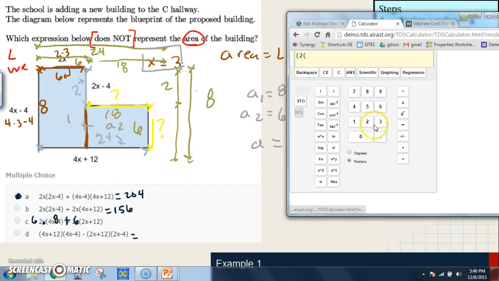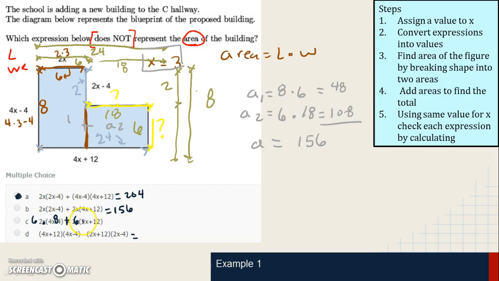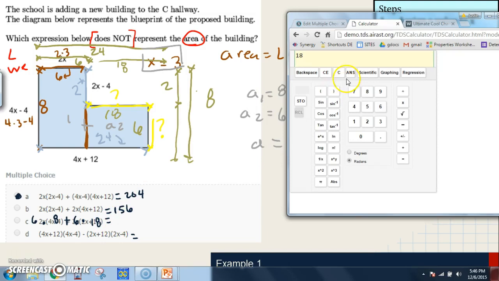2 times parentheses 3 plus 12. And we get 18. So 6 right here times that simplified to 18 equals, and now we can just put that into our calculator to figure out what the total is. So 6 times 8 plus, and we don't need parentheses here because the order of operations are going to be just fine.